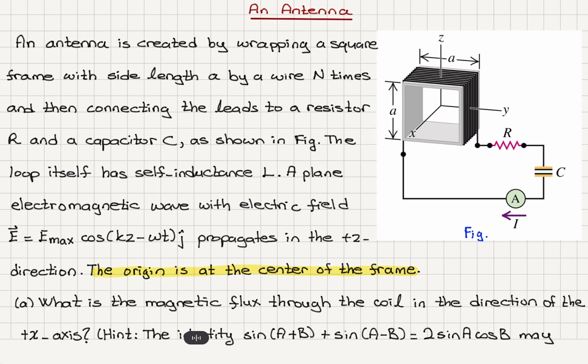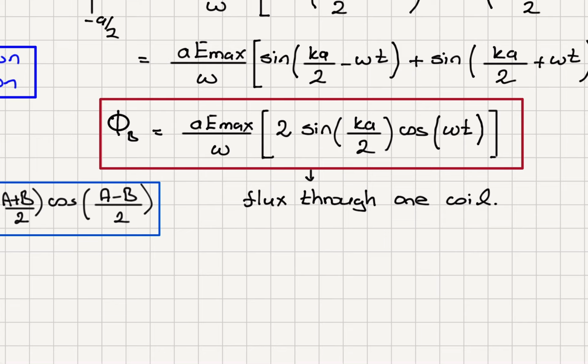So basically, the question was, what is the magnetic flux through the coil? That's just one coil, in the direction of the positive x-axis. This is the flux that we find in the direction of the x-axis: A E max over omega, 2 sine of (ka over 2) cosine of omega t. That's the flux through one coil only.